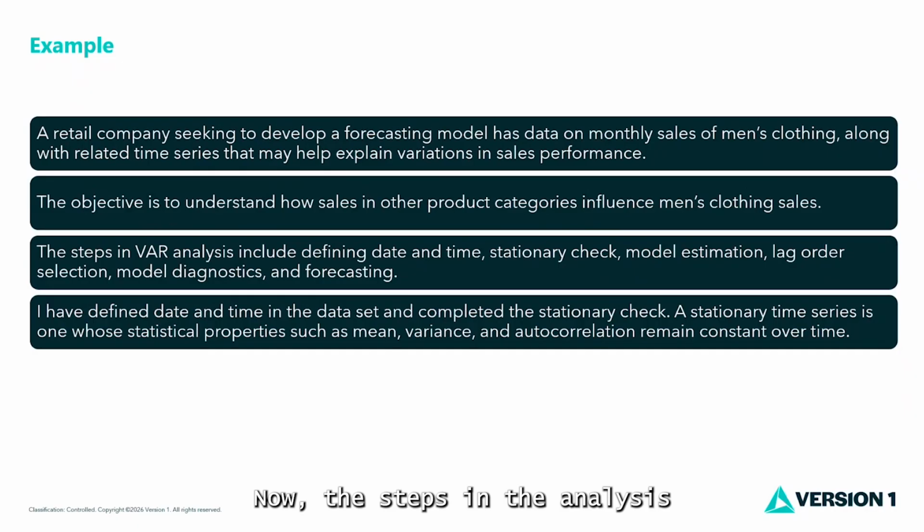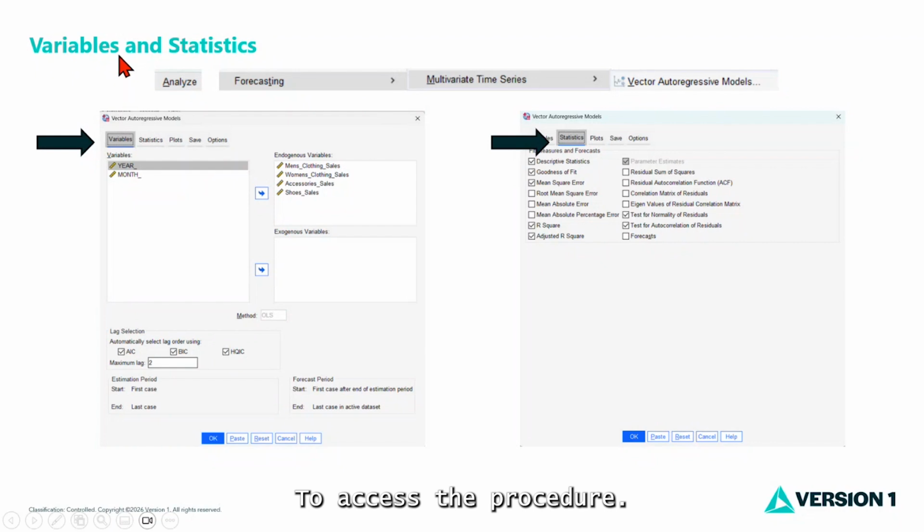Now, the steps in the analysis will include defining date and time, stationary check, model estimation, lag order selection, model diagnostics, and forecasting. Now, in the data set, I've already defined date and time and performed the stationary check. It's important to remember that a stationary time series is one whose statistical properties, such as mean, variance, and autocorrelation, remain constant over time. Now, to access the procedure, go to the Analyze menu, select Forecasting, select Multivariate Time Series, and click on Vector Autoregressive Models.